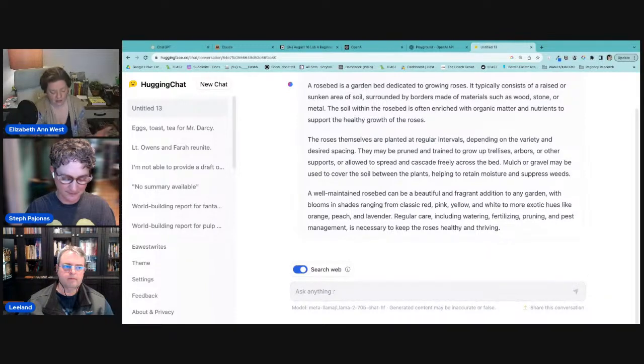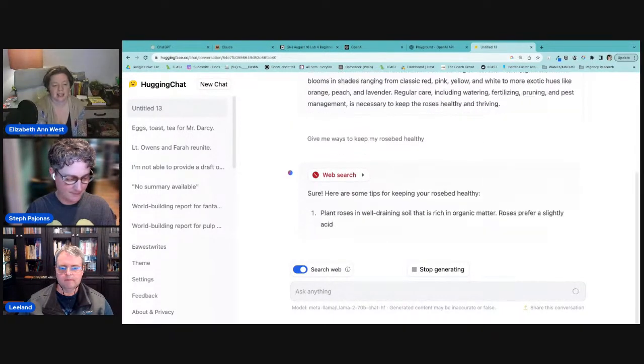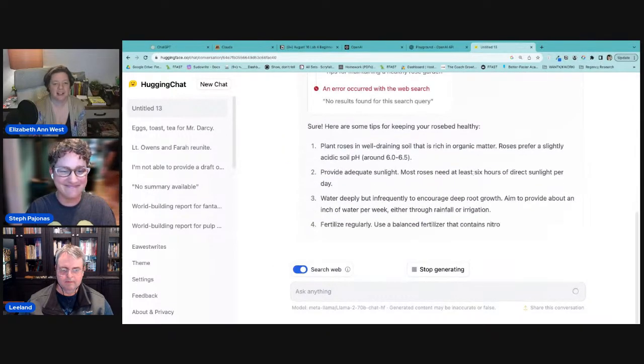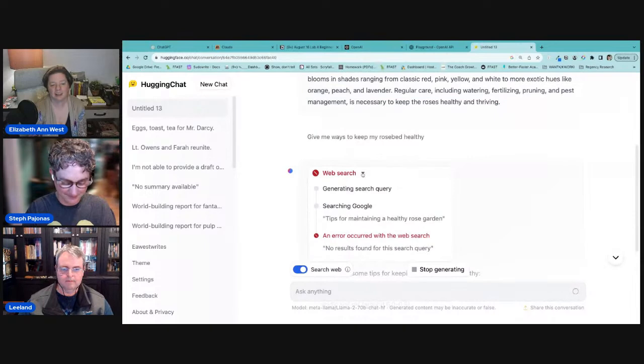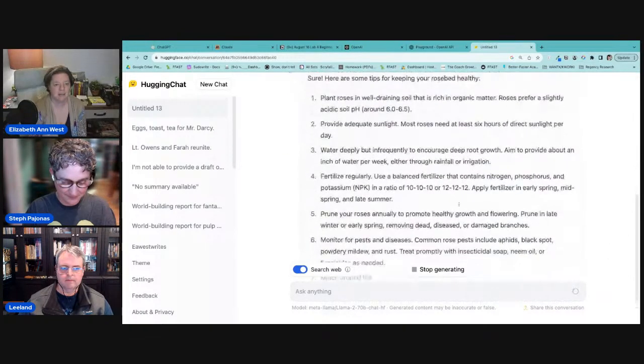So if I ask it, search the web, give me ways to keep my rose bed healthy. I know we're deviating from our original prompts, but you can see it's doing a web search and it decided there was nothing on the web. So not the most accurate here. It just didn't come up with anything. Searching Google, an error occurred. I'd have to look at my settings. I may not have it set up right to do it.